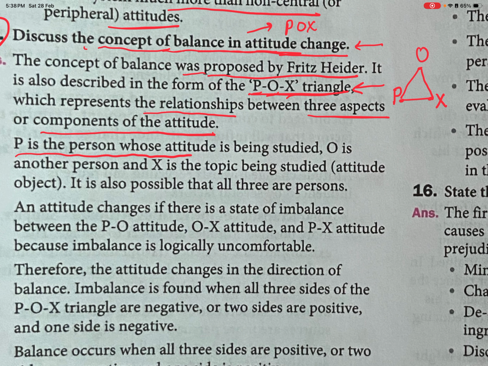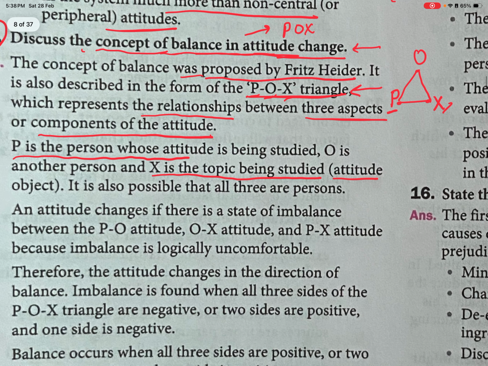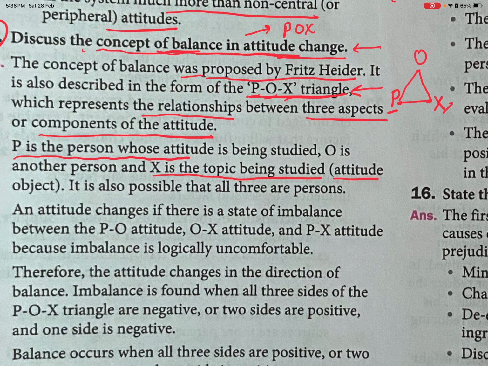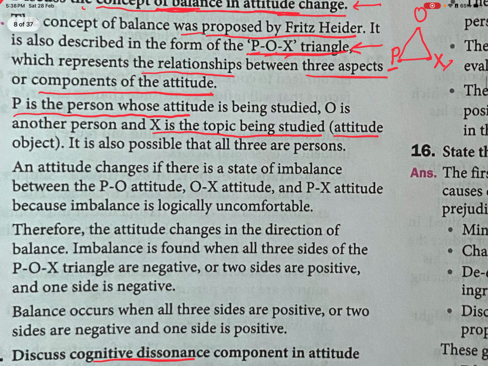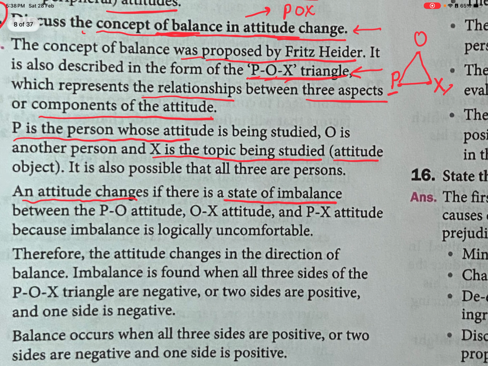So this basically forms a triangle. O is another person and X is the topic being studied, that is the attitude object. P is the person whose attitude is being studied, and on that study we have to understand how to balance the attitude. Now I will give one example here. Further, what is written here is that an attitude changes if there is a state of imbalance between the PO attitude, OX attitude and PX attitude.